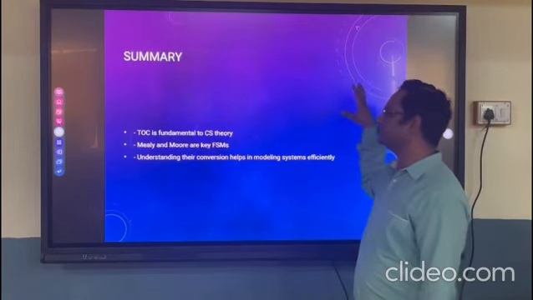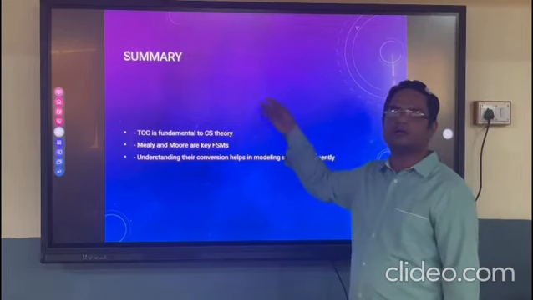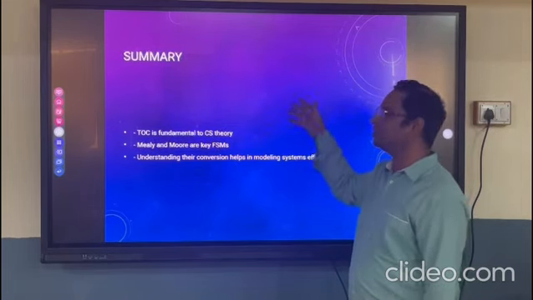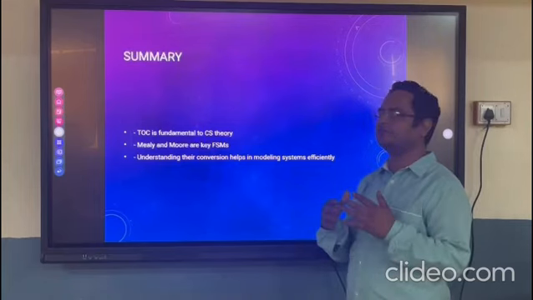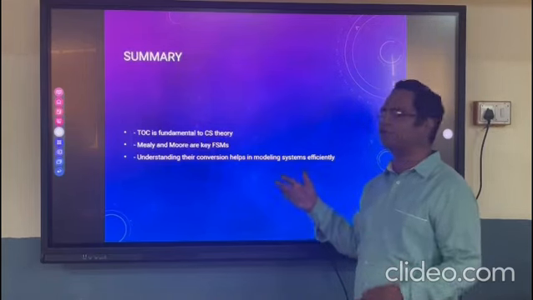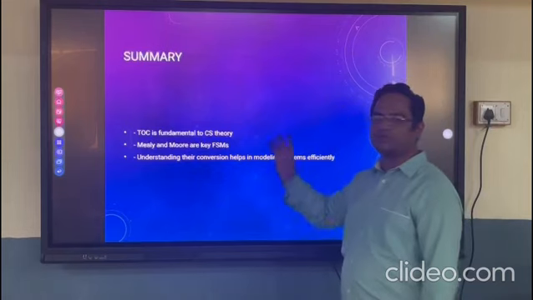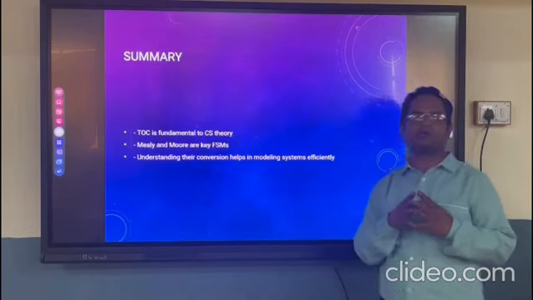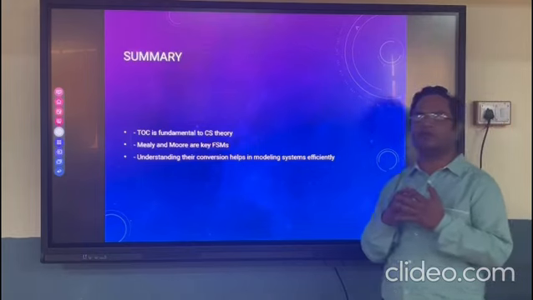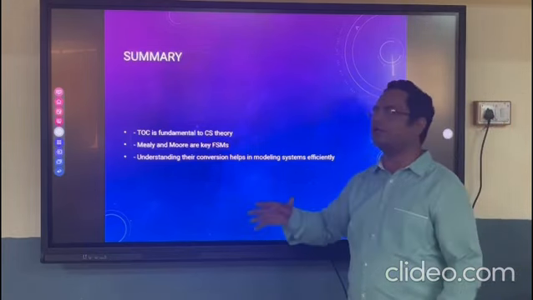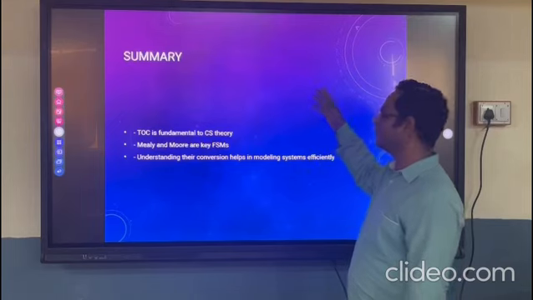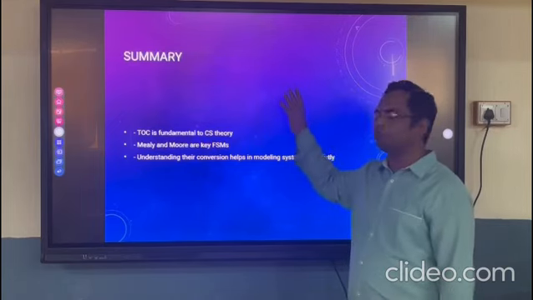CS theory is used to design things like the compiler, and in computational models we describe the limitations and capability of a particular abstract model, where finite automata are used. In finite automata we use deterministic finite automata, non-deterministic finite automata, and the pushdown automata.